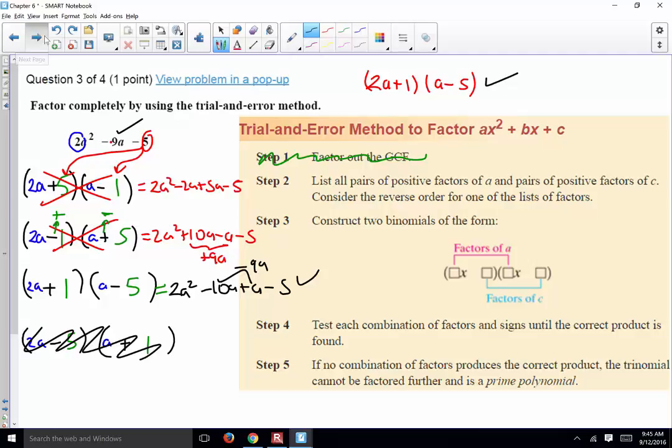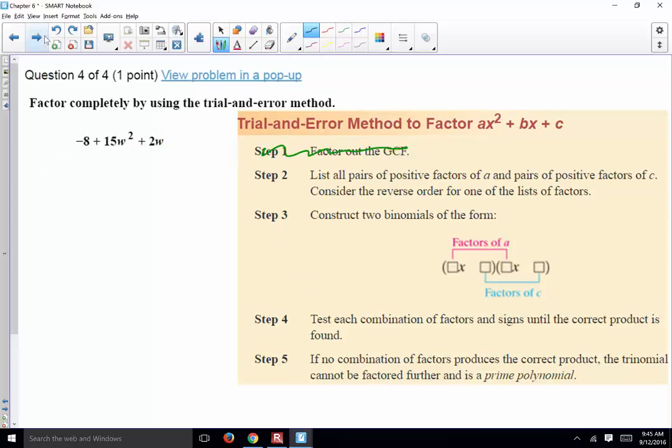Alright, and the last question. Alright, this is the hardest one. We need to think twice, 3 times here. First off, try it on your own. I'll give you 2 minutes. Raise hand if you know the answer.